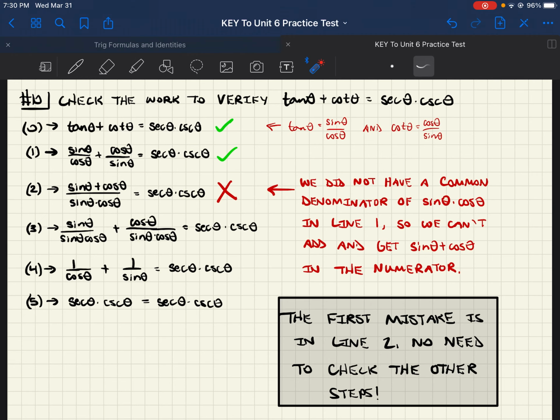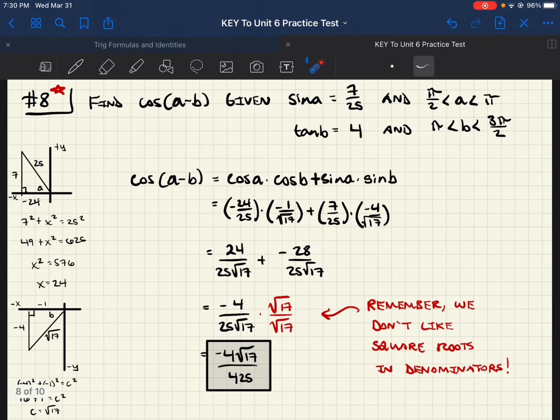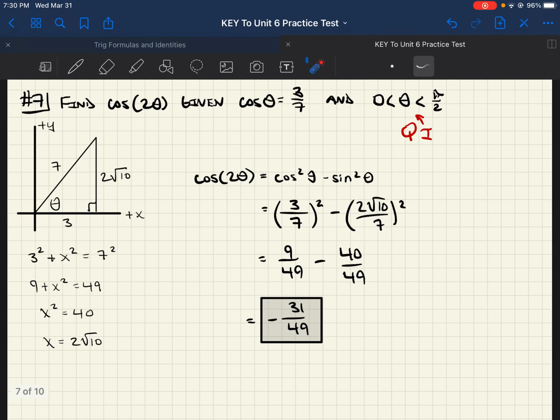Okay, so those are the 10 problems from the practice test. Hopefully it didn't seem too bad. I know some of the calculations were a little challenging, especially in these kind of double angle problems or these sum and difference problems, but that's just the nature of this unit. Okay.